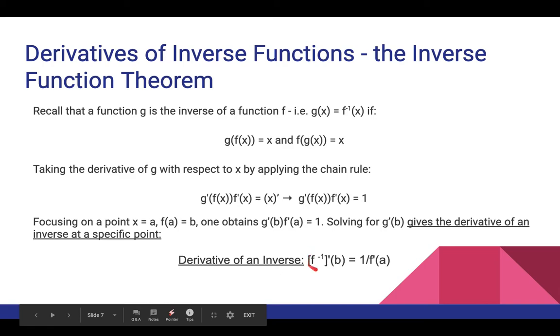The derivative of our inverse, replacing g with the notation f inverse. The derivative of the inverse at a point x equals a, f of a equals b, is going to be equal to the reciprocal of the derivative of your original function at the point x equals a. So all you need to do is take the derivative at x equals a and the reciprocal of it to get the derivative of your inverse at that specific point.